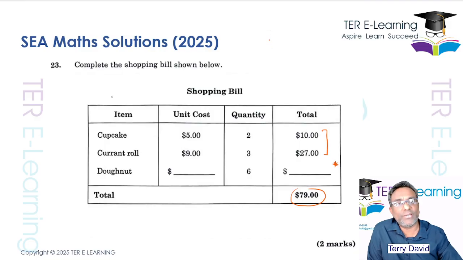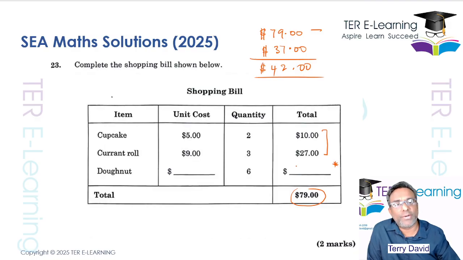So $79, minus, so 10 plus 27, you can do that in your head. So that's going to be $37, right? So this is 0, 0, 9 take away 7 is 2, 7 take away 3 is 4, right? So this is $42, right? So here is going to be $42.